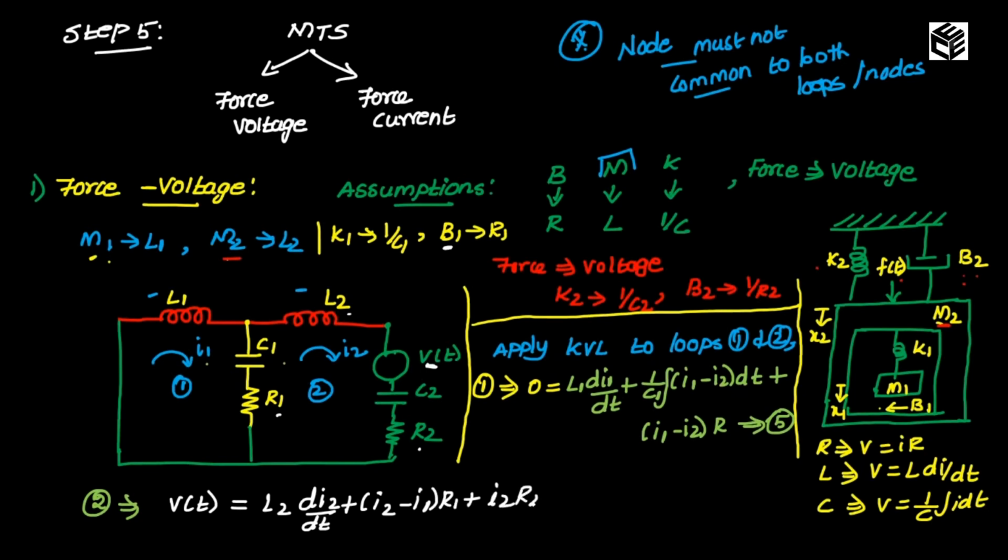I2 into R2, correct? Plus, next we will check for spring, that is spring is replaced as capacitor, correct? So for capacitor, we have C1 and C2. I'm going to write the formula for C1, that is 1 by C1 into, C1 is common to both the loops. So I'm taking it as I2 minus I1 into dt plus C2 is common to one node alone. So 1 by C2 into integral of I2 dt. This is my equation number 6.